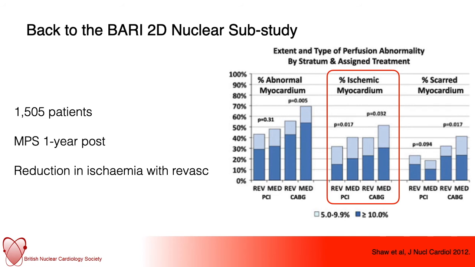And if we move back to the BARI 2D nuclear sub-study in the 1,505 patients we just discussed previously, what they did also show, looking at the MPS 1 year post, was that there seemed to be a reduction in ischemia with revascularization relative to optimal medical therapy.